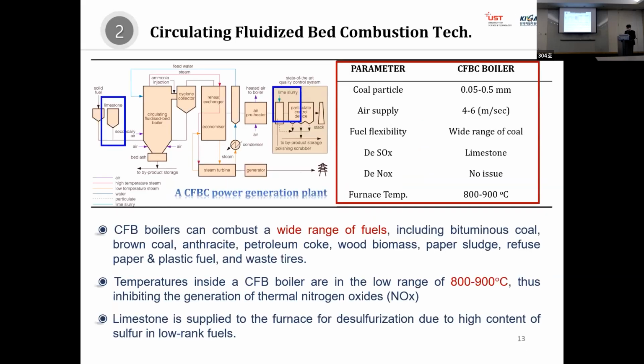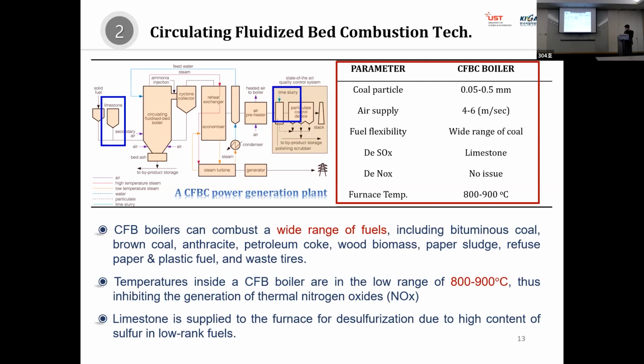So our sample is CFBC ash. CFBC stands for circulating fluidized bed combustion technology, and this technology can combust a wide range of fuel, because conventional combustion technology can combust only high rank coal, but this technology can combust low rank coal with high efficiency.